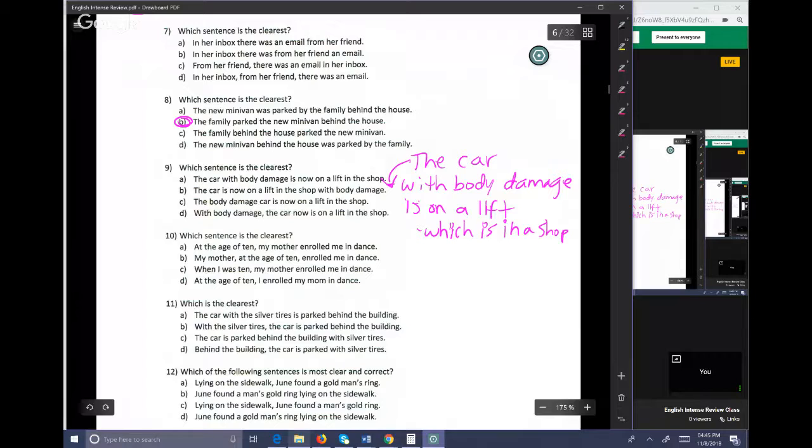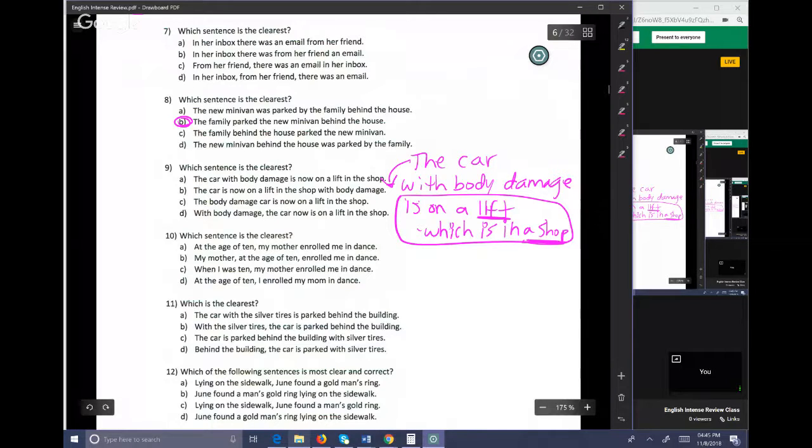So that gets a little fuzzy because we got a lot of different things going on there. The car with body damage is on a lift, which is in a shop. So again, I could configure this a few different ways, but what I see as being crucial and easy to screw up on in this particular question is the lift is in the shop. The lift is already in the shop, with or without the car. The lift is something we would find inside the shop.